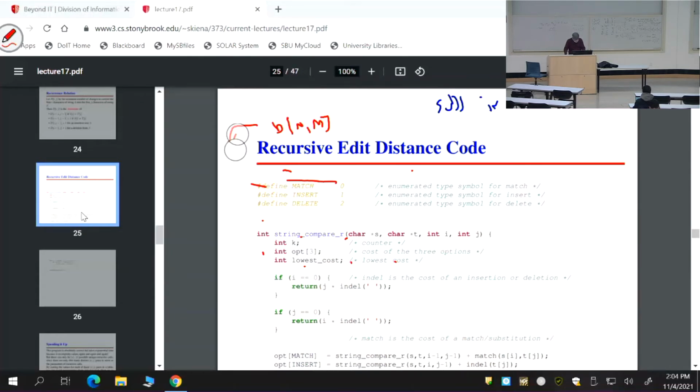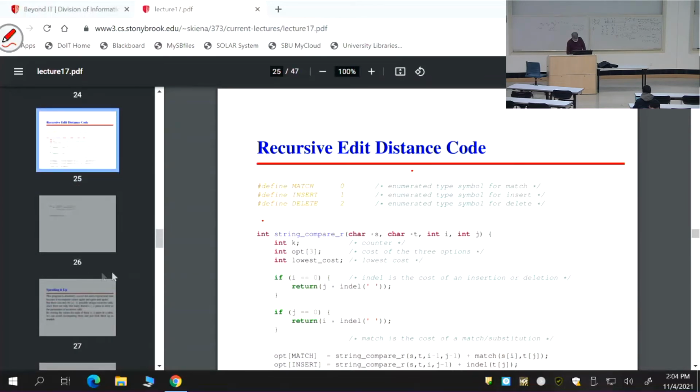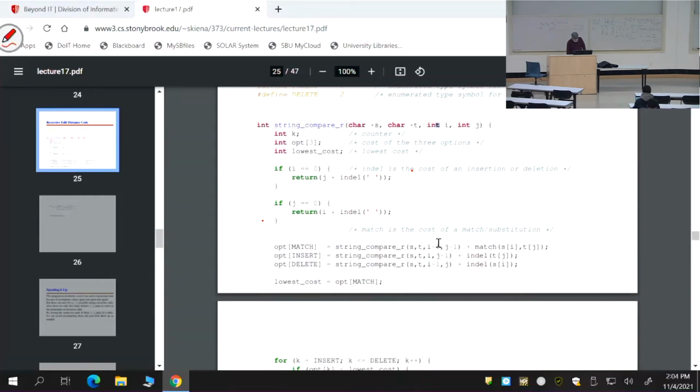Okay, and let me see if I can clear the screen enough to do what I want. See if I can roll this up a little bit. Okay. What if my string compare function looked like this? This is a string compare recursive implementation. See, R calls R. Do you see how these functions are being called from within this? This is a recursive procedure.